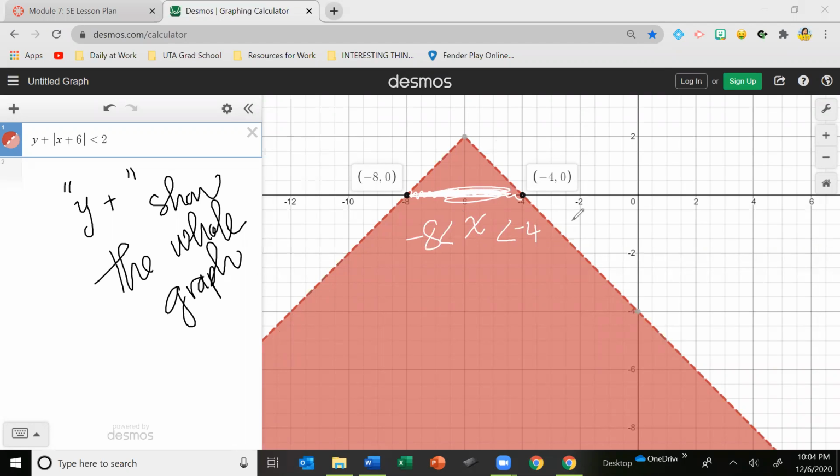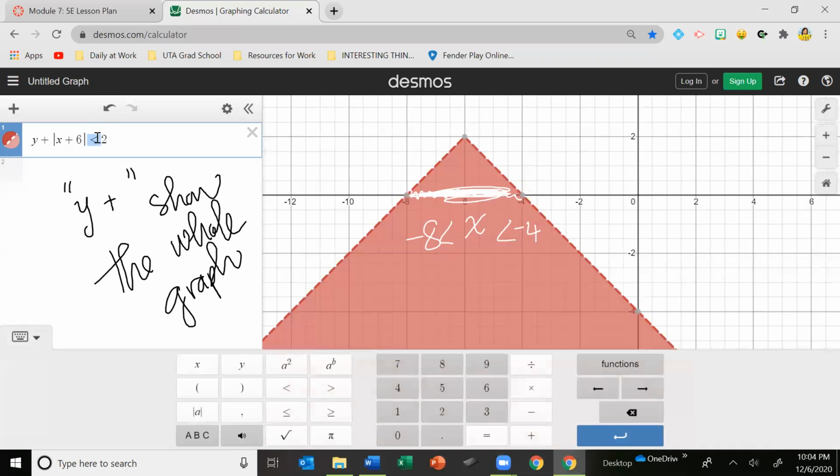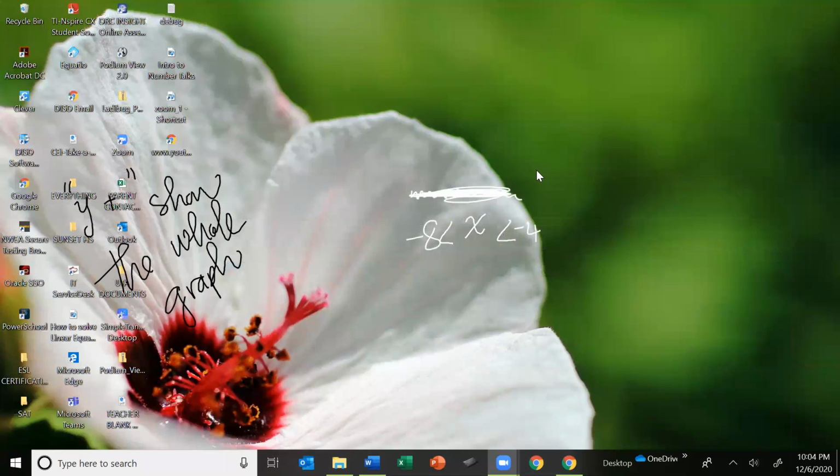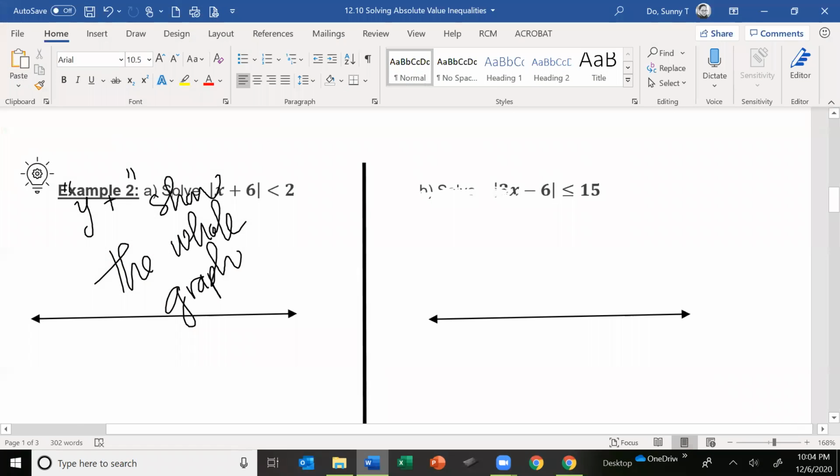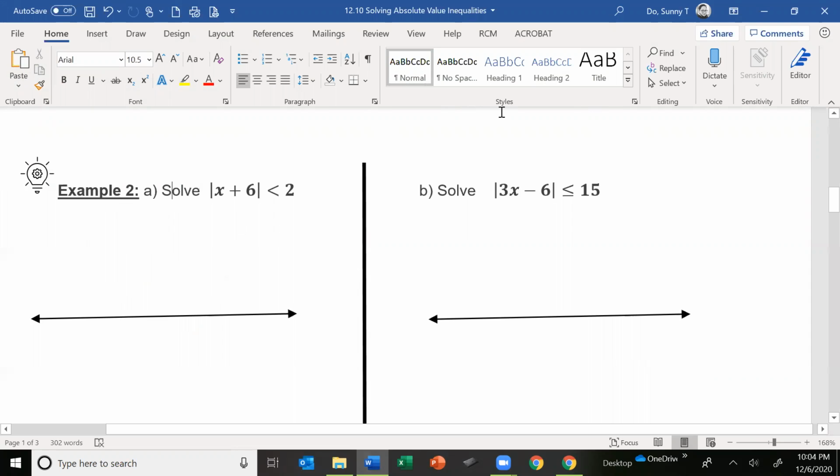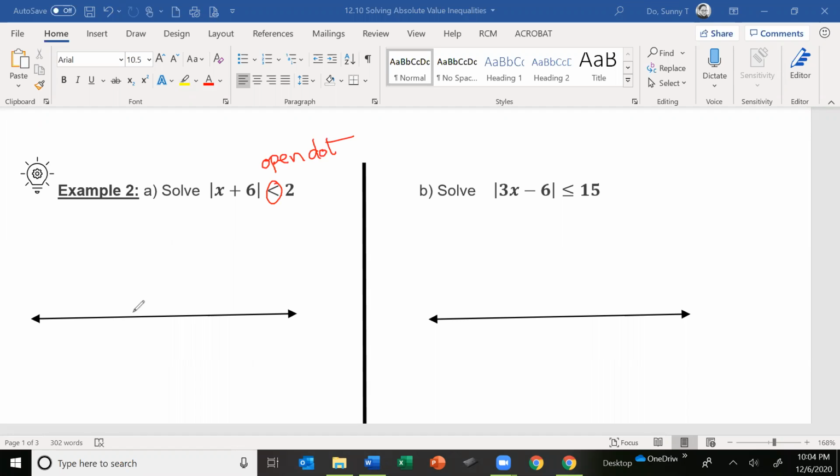And this is the dotted graph. Do you see that? The lines on the border are dotted because we don't have the equals sign in the inequality. We only have the less than. So back to the assignment right here. Let me clear out this one. We are going to graph the solution. This one means the open dot, so we're going to put the open dot.